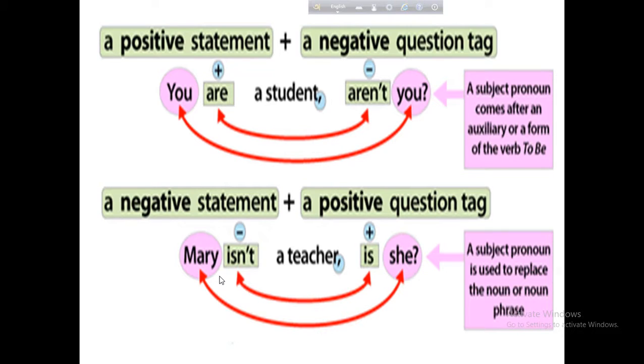So here is: Mary isn't a teacher, is she? That means the statement is negative, so the tag will be affirmative. So clear, my student? I think you are clear.